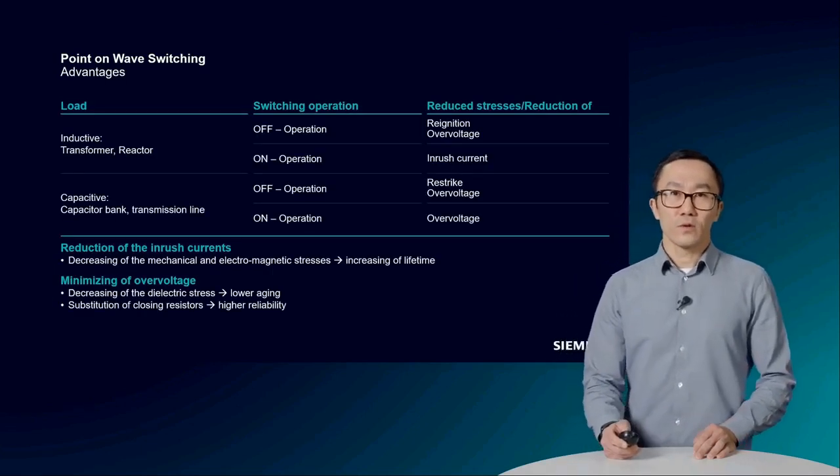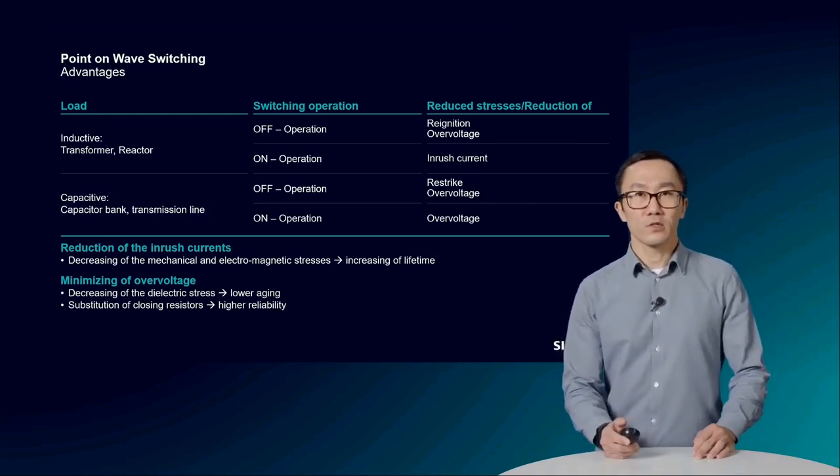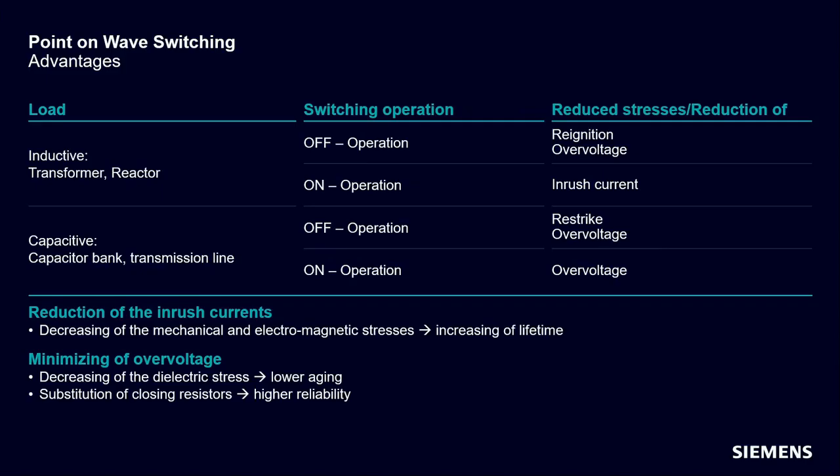So let's move now to the advantages of point-on-wave switching. Here you can see the table with advantages of point-on-wave switching. For inductive loads like transformer and reactor, reignition and overvoltage can be reduced during switching off, and inrush current during switching on. For capacitive load like cap bank and transmission lines, restrikes and overvoltage can be reduced during switching off, and overvoltage during switching on.